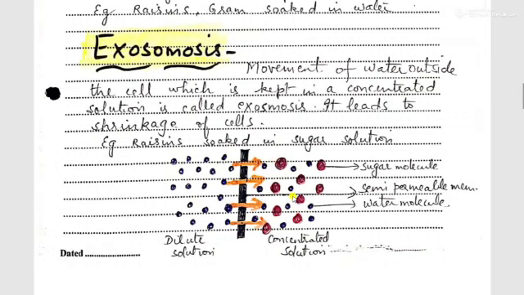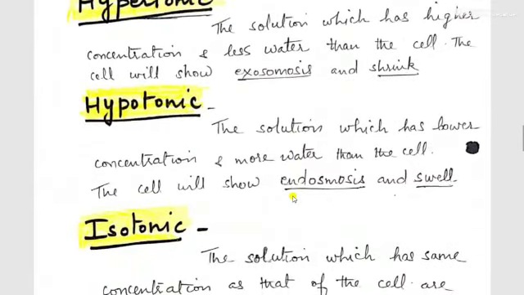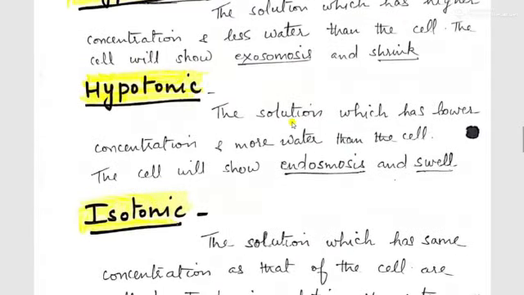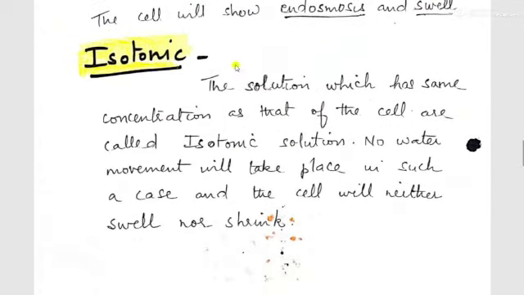Solutions are of three kinds: hypertonic, hypotonic and isotonic. A hypertonic solution means the solution which has a higher concentration and less water than the cell. The concentrated solution is called hypertonic solution. In such a solution, the cell, if it is kept, will show exosmosis and it will shrink. Hypotonic, the solution which has lower concentration and more water than the cell, will show endosmosis and the cell will swell.